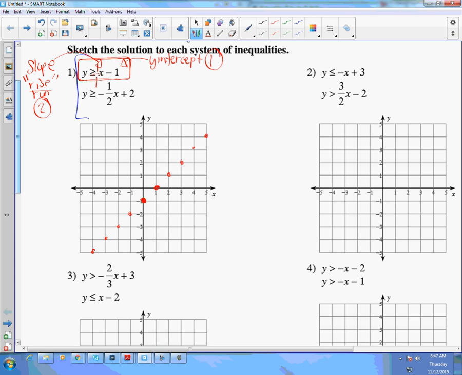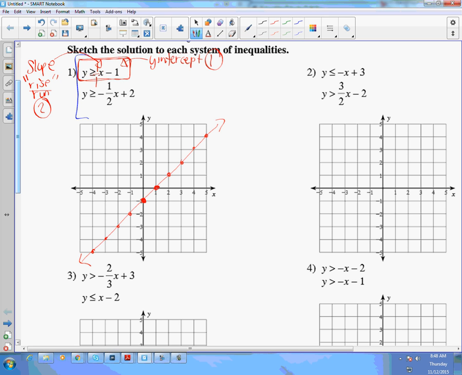But before you draw a line, look at the sign. Is it going to be a solid line or a dotted line? It's solid if there is an equal to. It's dotted if there's no equal to. There's an equal to, so it is solid. So take your ruler and connect this with a solid line.